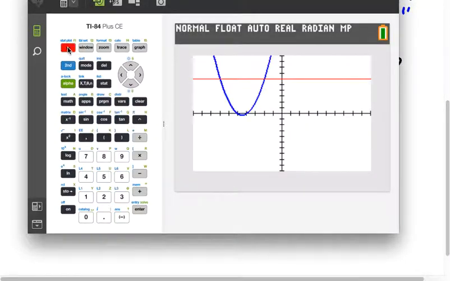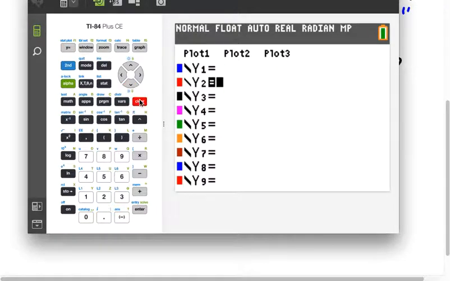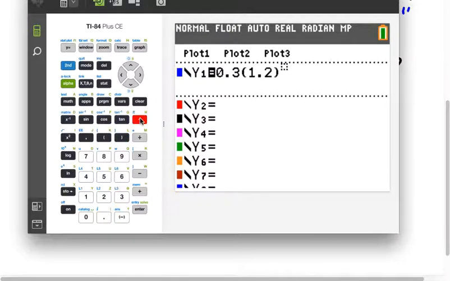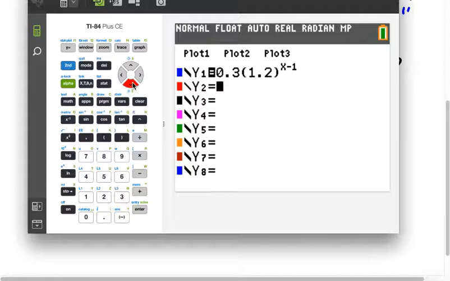So we're going to go to y equals, clear out our equations, and we're going to put in our y1, which is 0.3 times 1.2 raised to the x minus 1. Come down to y2, it's going to be 12x minus 7. And we have to pick a good window.